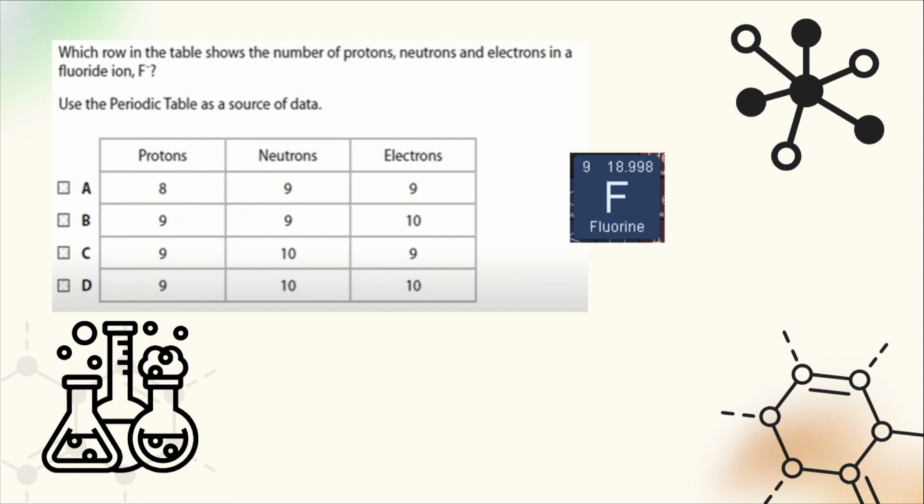Which row in the table shows the number of protons, neutrons, and electrons in a fluoride ion? Use the periodic table as a source of data. So for fluorine, we have 9 protons, which also makes 9 electrons, but over here we have an ion, which means it has gained an electron. So 9 protons and 10 electrons. So our answer is either B or D. For the mass number, it's 19. So 19 minus 9 gives us 10. So the answer is D.